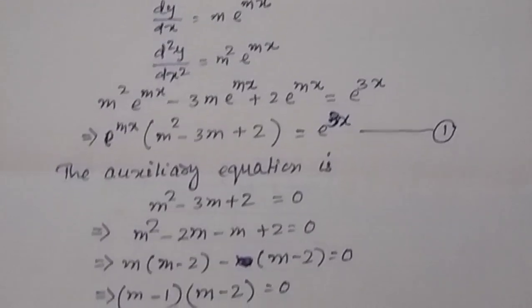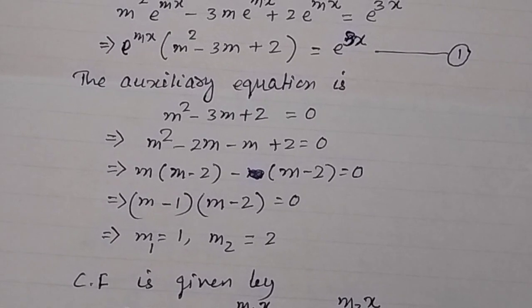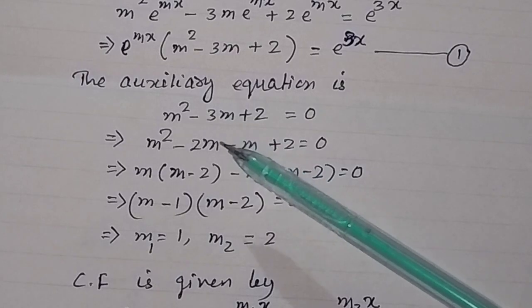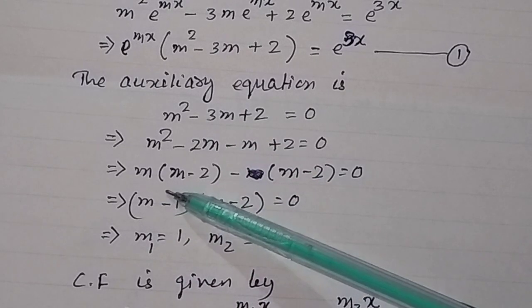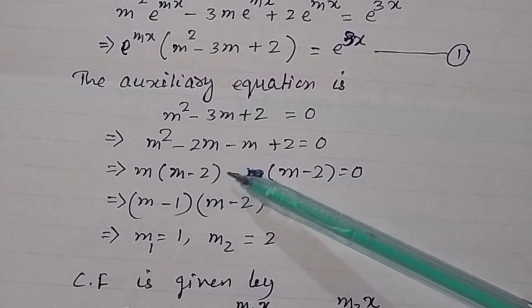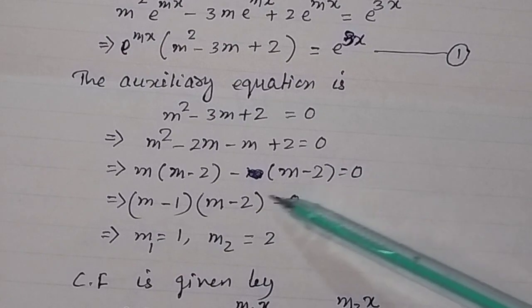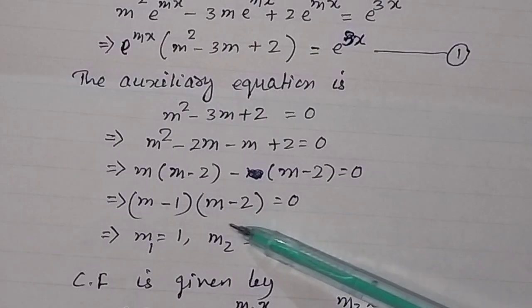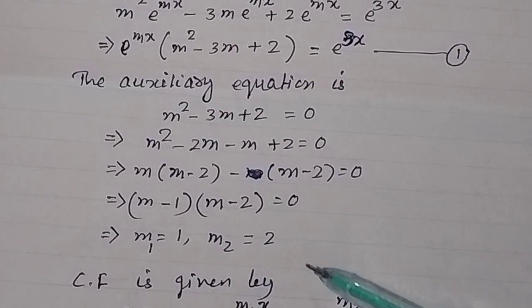So if you find the roots of the equation, you split 3m as minus 2m minus m, and if you take m common, it will be m minus 2, and if you take minus 1 common, m minus 2, that is equal to 0. So m minus 1 into m minus 2 is equal to 0. So you will have two roots, one is m1 and another is m2. m1 is 1 and m2 is 2.